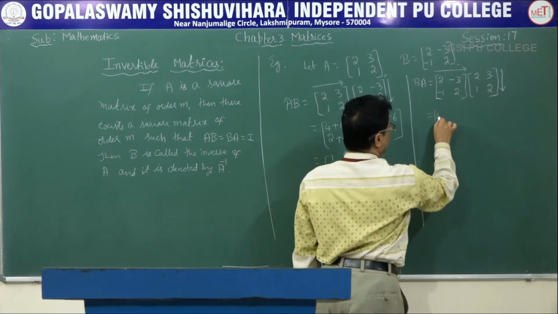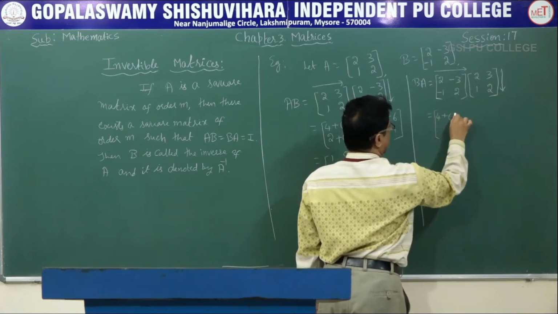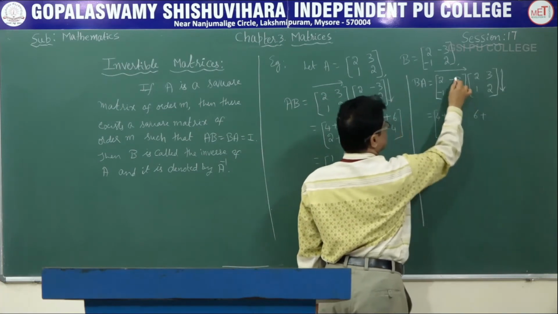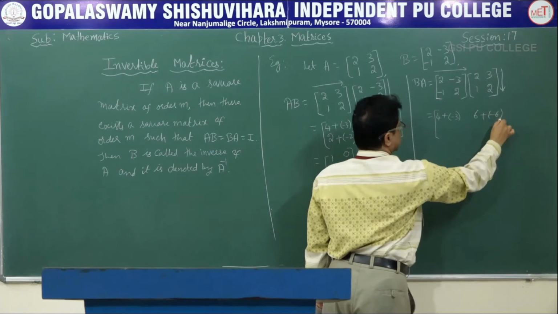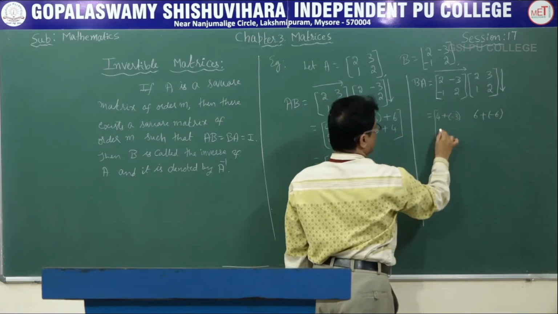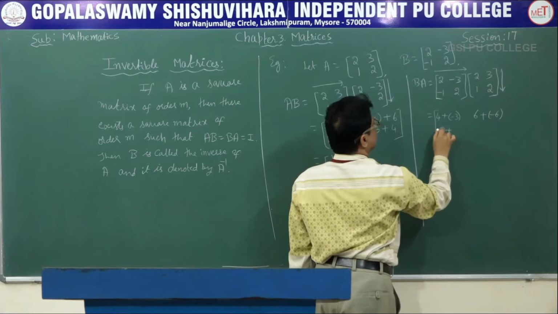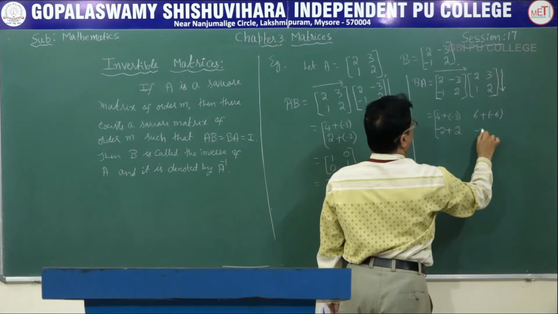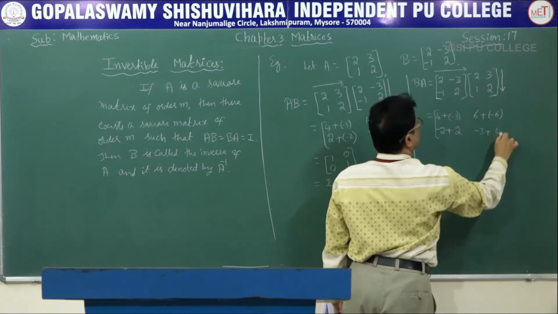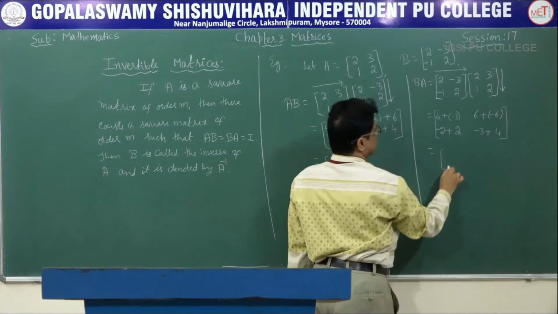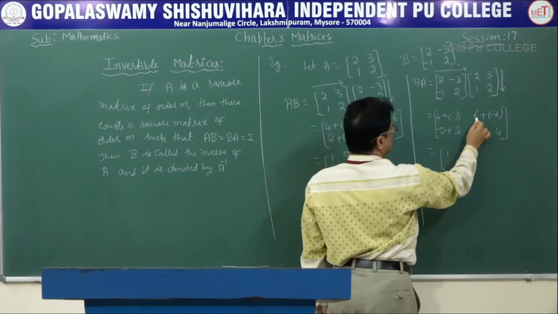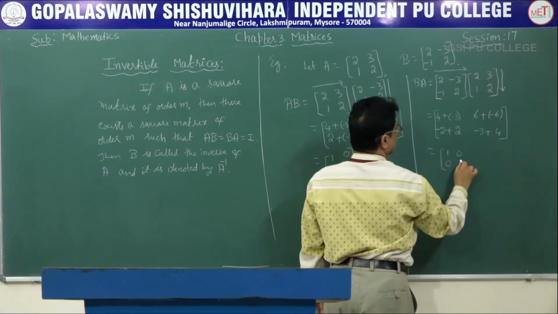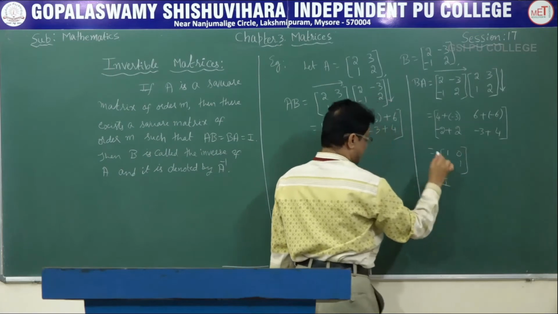2 2s are 4 plus minus 3 into 1, minus 3. 2 into 3, 6 plus minus 3 into 2, minus 6. Minus 1 into 2, minus 2 plus 2 into 1, 2. Minus 1 into 3, minus 3 plus 2 into 2, 4. So we get 4 minus 3, 1. 6 minus 6, 0. Minus 2 plus 2, 0. Minus 3 plus 4, 1. Which is equal to I.